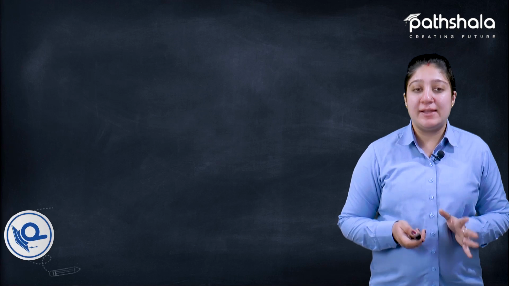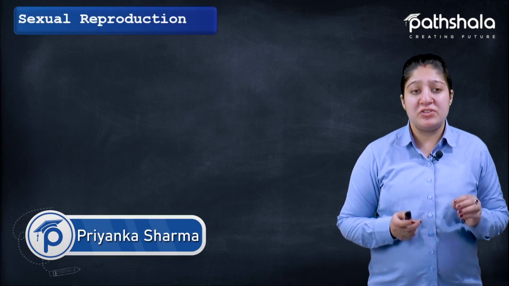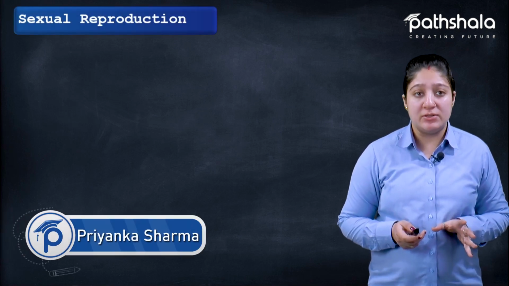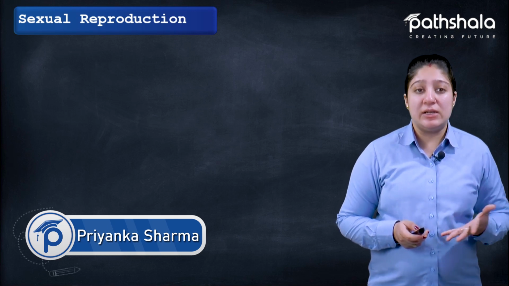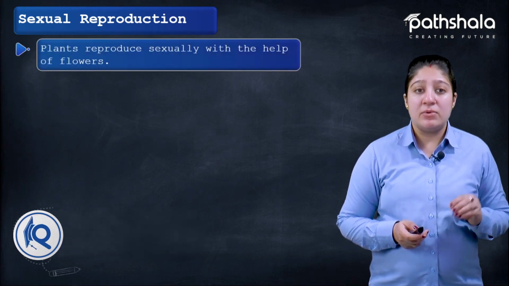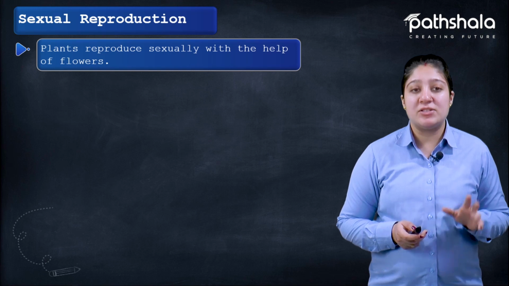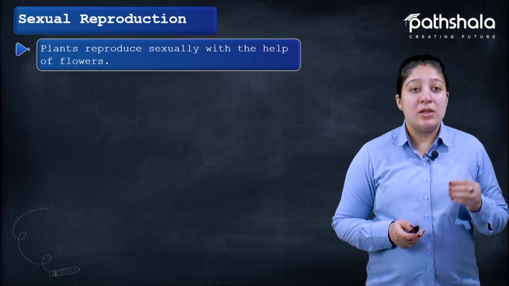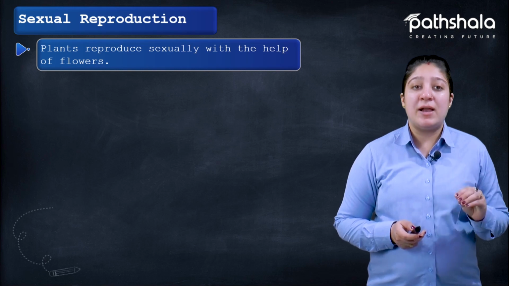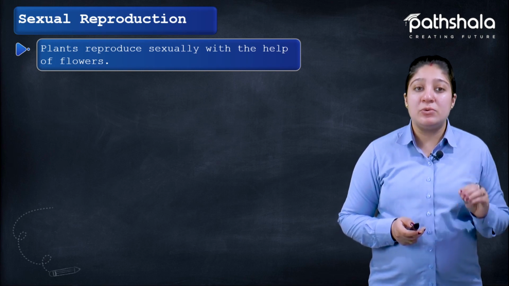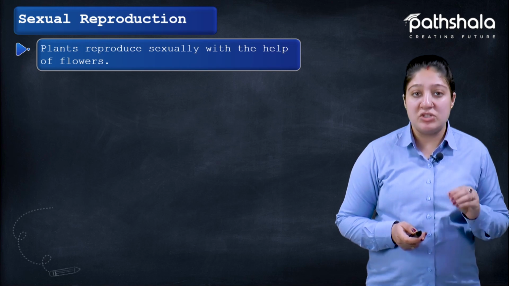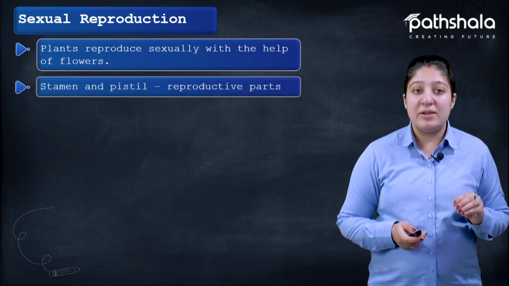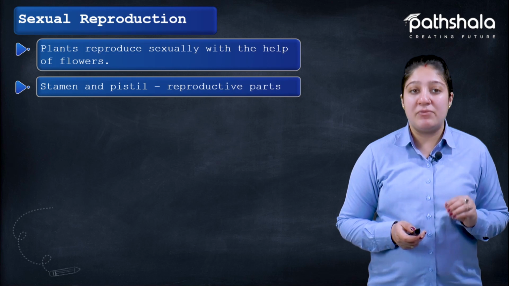So let's move to our next topic, that is sexual reproduction, which is a very important topic of this chapter. Now, as we have discussed earlier also, in this type of reproduction, two parents are involved. One is male, the other one is female. Now for plants to do sexual reproduction, they require a reproductive part, which is the flower. Now, the flower becomes very important in this type of reproduction.